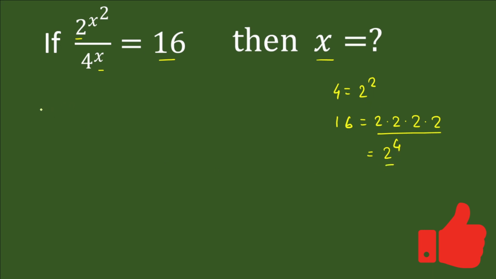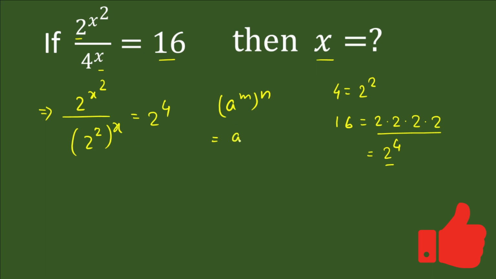Now look at here. In the next step we can write 2 to the power x, and divided by 4 we'll write 2 squared, and it's having power x, right? And in the right hand side it is 16, which we will replace with 2 to the power 4. Now in the left hand side denominator it is in the form of a to the power m, whole to the power n, right? It is in the form of bracket multiplication, so we can write this expression as a to the power mn. Here we multiply the powers.